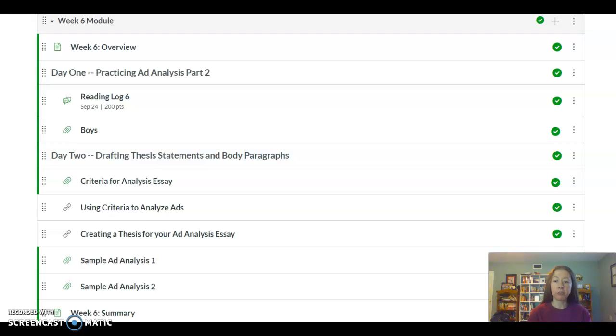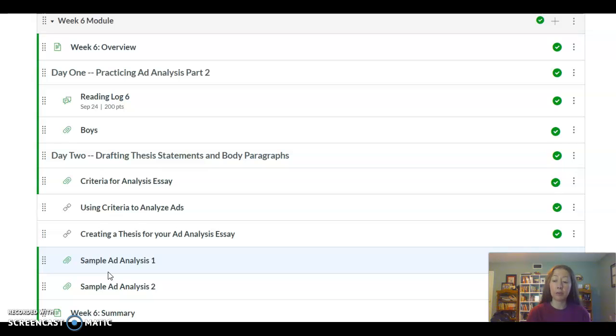At this point, you should have completed all of the elements under day one, including reading the article Boys and completing reading log 6. Under day two, you should have read criteria for ad analysis. It's only 2 pages. You should have watched the video that shows you how to apply that criteria to sample ads. You should have watched the video on how to create a thesis for your chosen ad. And you might have wanted to take a look at these sample ad essays. Again, this part isn't required, but I highly recommend it.